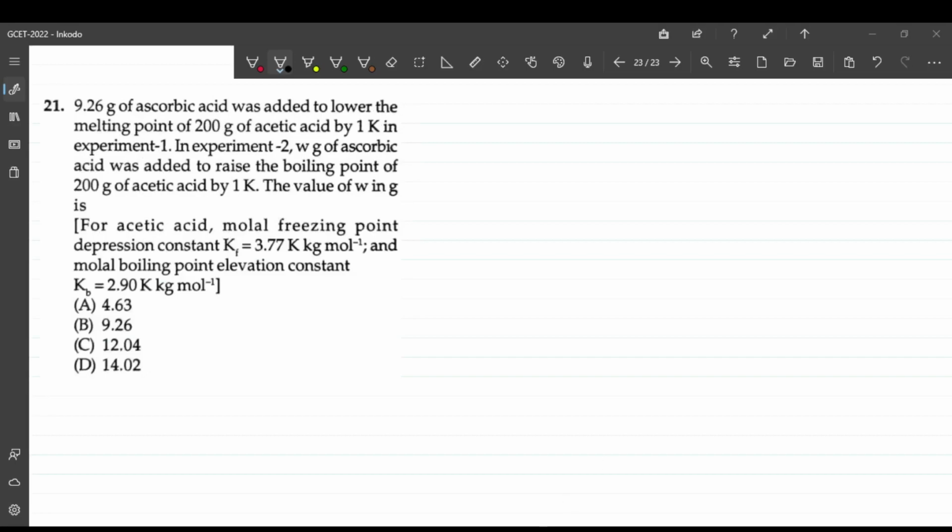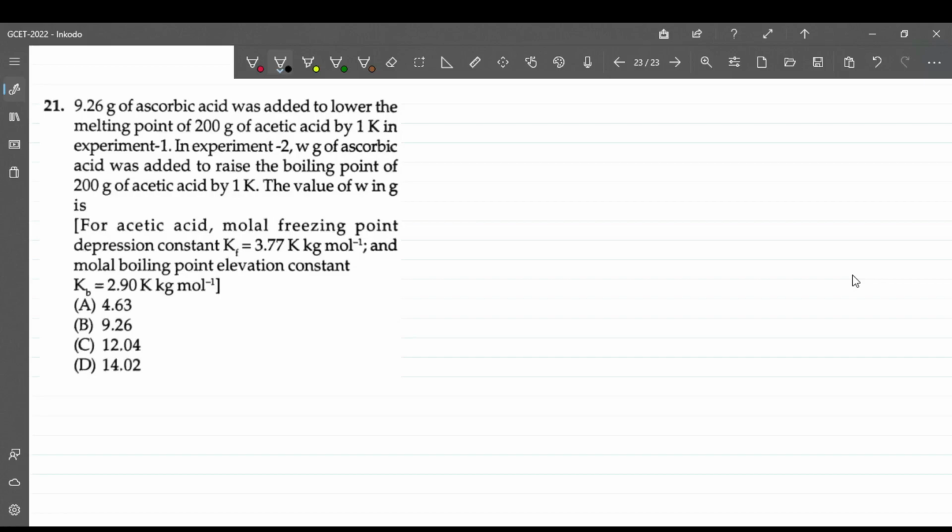Okay, here is the next question, question number 21. Let's read this question. Question says 9.26 gram of ascorbic acid was added to lower the melting point of 200 gram of acetic acid by 1 Kelvin in experiment 1. In experiment 2, W gram of ascorbic acid was added to raise the boiling point of 200 gram of acetic acid by 1 Kelvin. The value of W in gram is what is asked.